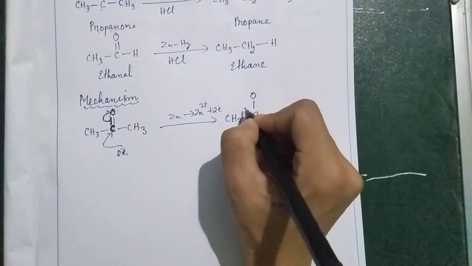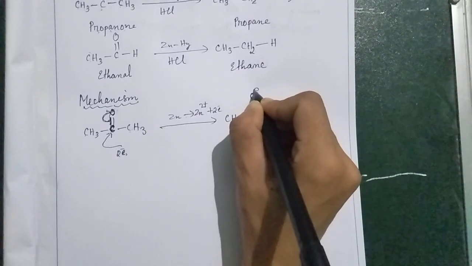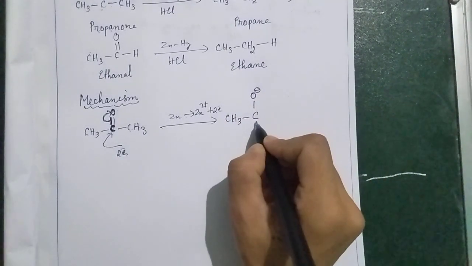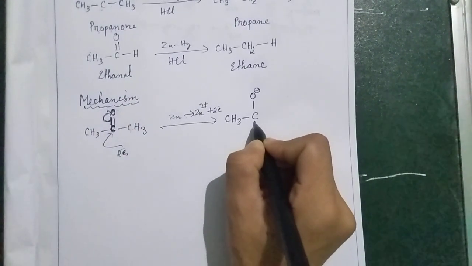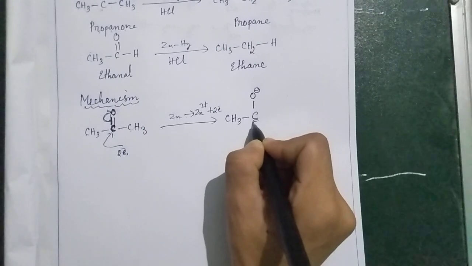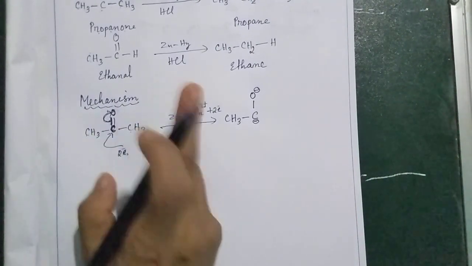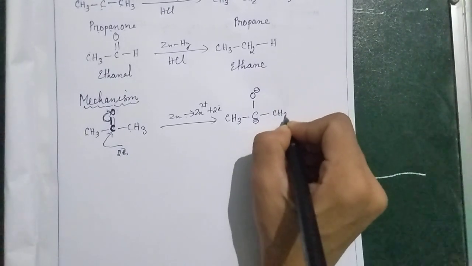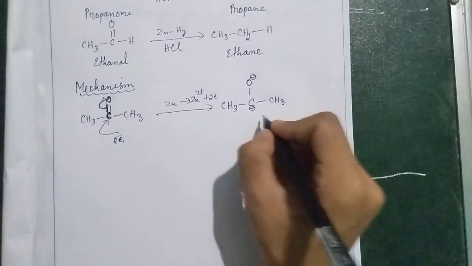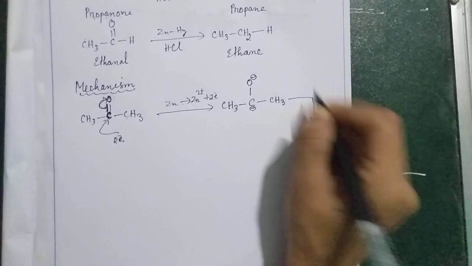Pulling the electron towards itself, oxygen is gaining 1 electron. Now carbon is losing 1 of its electrons. It is balanced by another electron, but still the carbon is gaining an extra electron. 1 electron balances, another electron, so it is negative. Now CH3. Now I'll bring the arrow here.